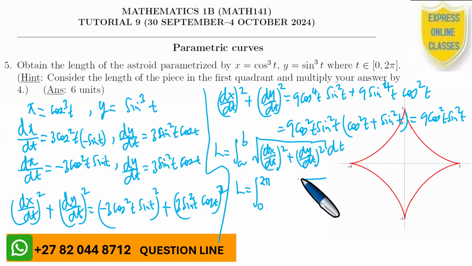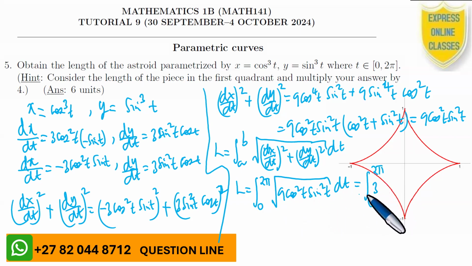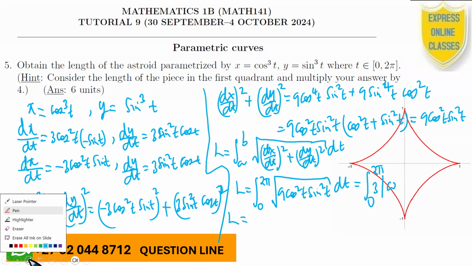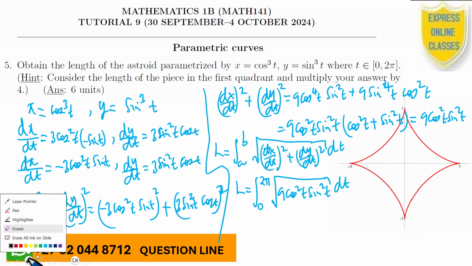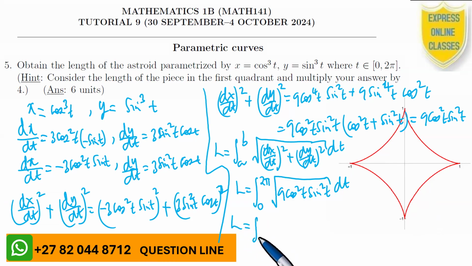So from 0 to 2 pi, the integral of the square root of 9 cosine squared t sine squared t. Now you find the square root. The square root of 9 is 3. The modulus is right here. Then you'd have the modulus of cosine t sine t.